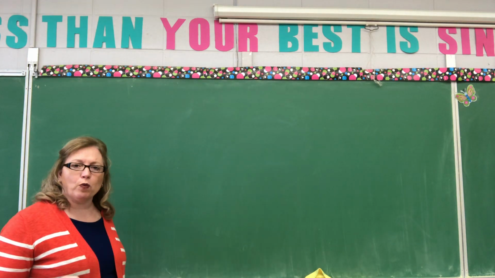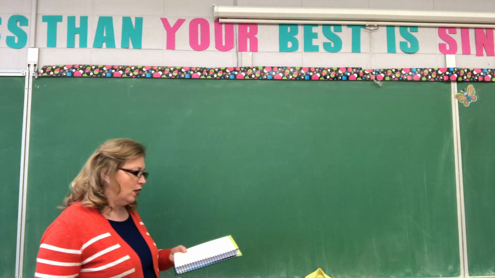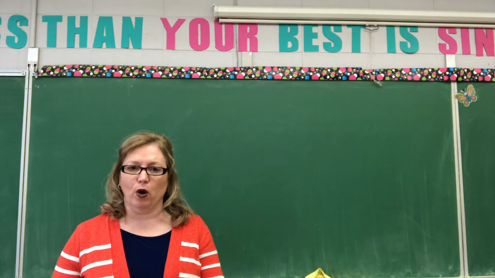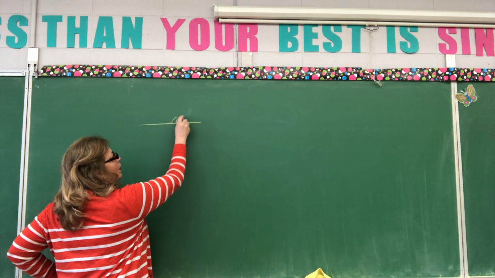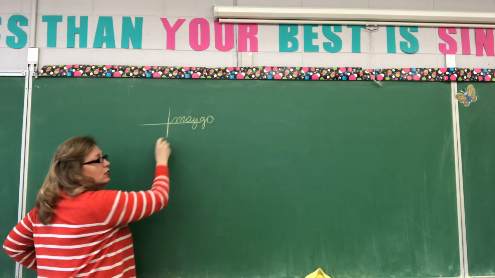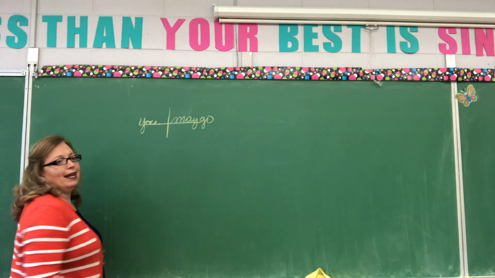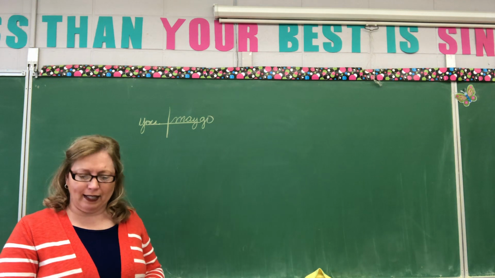Okay? We know that we're going to diagram our independent clause first. So what is our independent clause? You may go. So our verb is may go, and our subject is you. You may go. Now we're going to diagram our dependent clause.